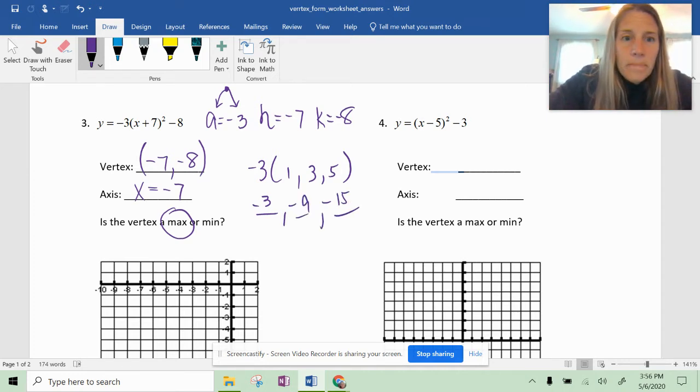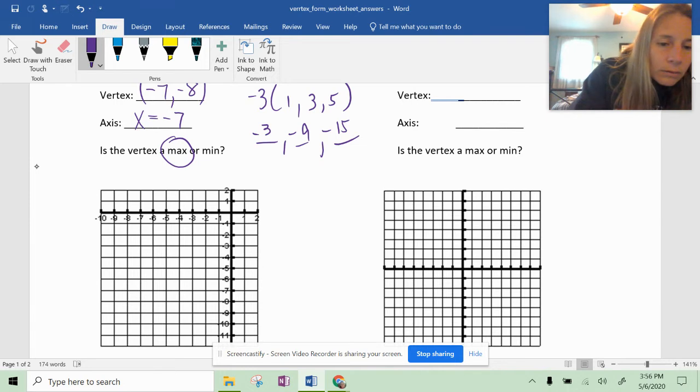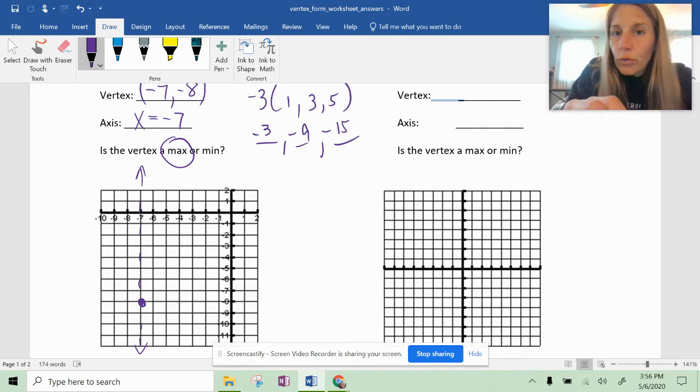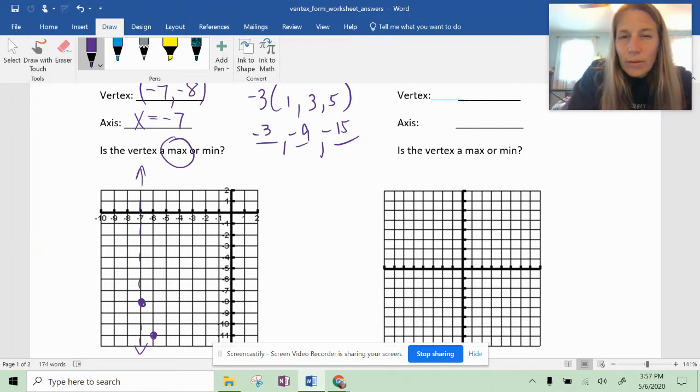So now let's graph it. So first I'm going to plot my vertex, which is -7 and -8. Draw the axis of symmetry. Now I'm going to go down 3 this time because my rise, if you think about rise over run like a slope, my rise is -3. So from the vertex, I'm going to go down 3, always over 1. Then I would go down 9 over 1, down 15 over 1, but I don't have any more space. So I'm just going to do that one point.